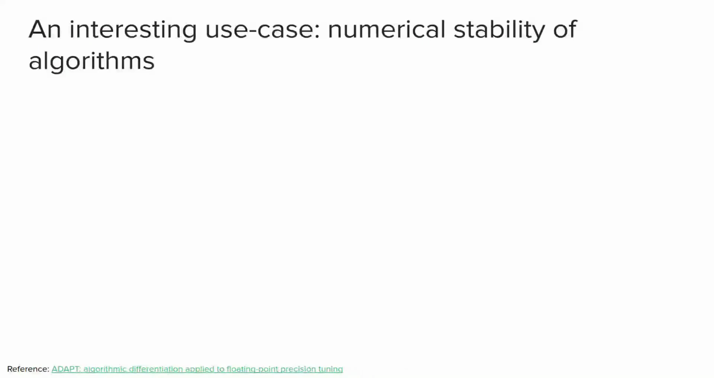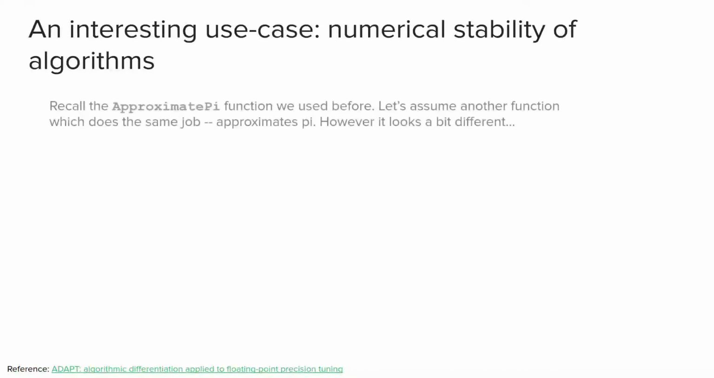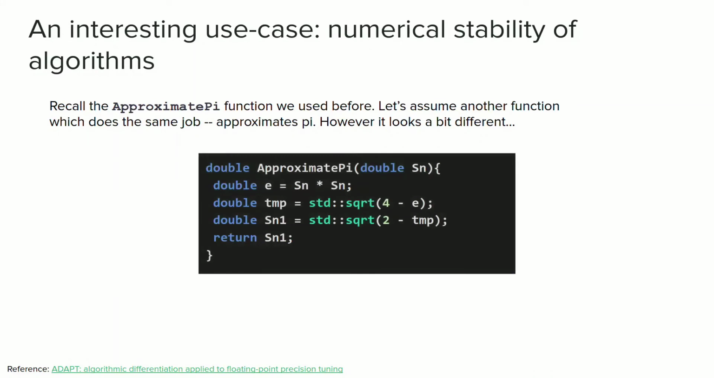Now, an interesting use case for our floating point estimation framework is calculating the numerical stability of algorithms, not analyzing, sorry. So remember the approximate pi function that we had before? Now let's assume there is another function. It does the same job, it approximates pi, however it looks a bit different. So this is the function that we're going to use. Same thing, it does the absolute same thing.